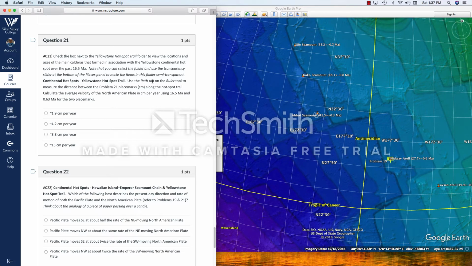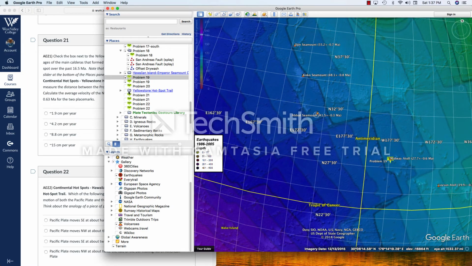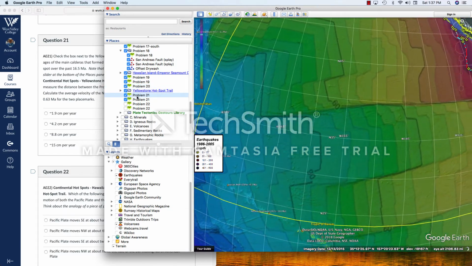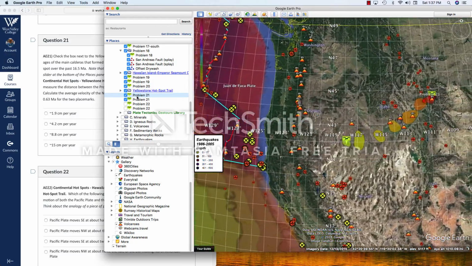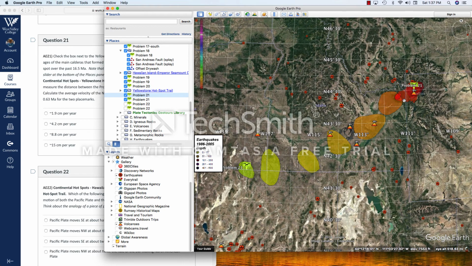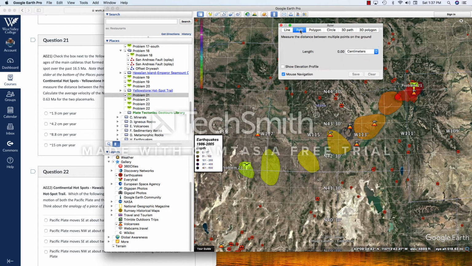We're going to use the Path tab to figure out how fast the North American Plate is moving over the Yellowstone hotspot. So let's select the Yellowstone hotspot, and we'll go to problem 21 and see how quickly the North American Plate is moving. So here's the Yellowstone hotspot. You can see the North American Plate is moving off toward the southwest because these volcanoes were once here and have since moved to their current position. So again, we'll select the path, and they want us to do it in centimeters, so we'll keep the centimeters.